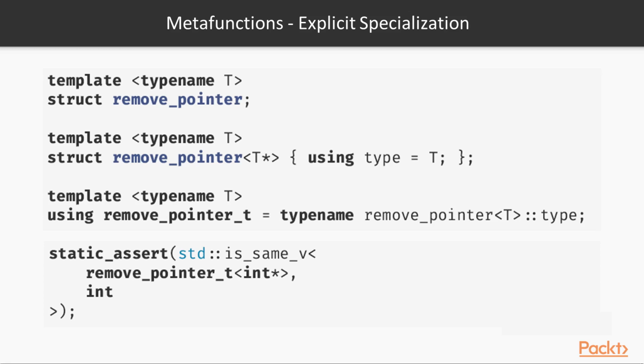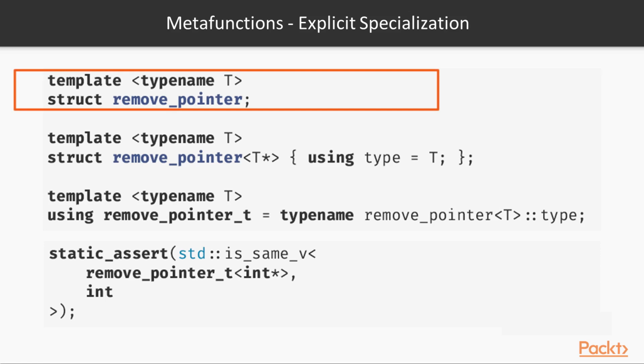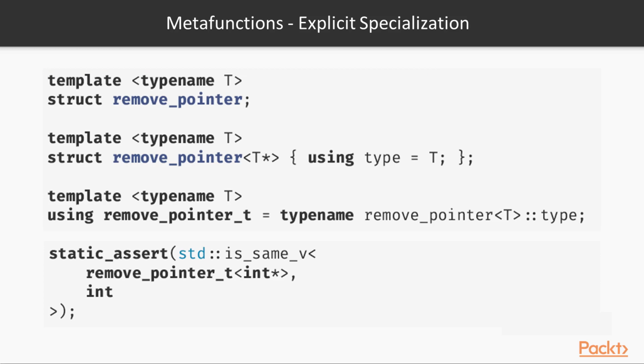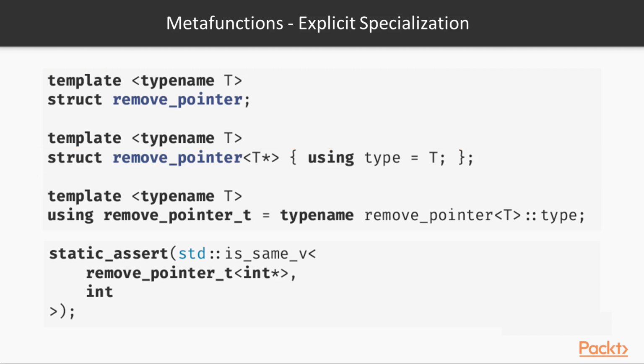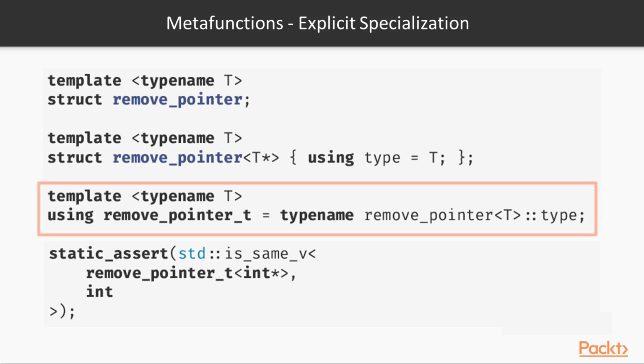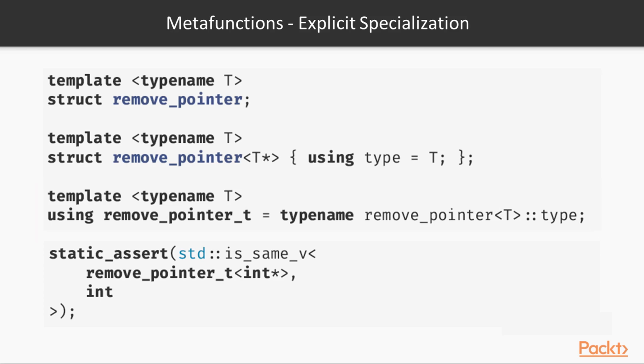Here's a possible way of implementing the remove_pointer function that we just mentioned. First of all, we're going to have a template class called remove_pointer, which takes a single parameter T. Then we're going to specialize it on T*, and it will provide a type alias called type that, given T*, will evaluate to just T. So it's going to remove the pointer. Then we're going to add a type alias called remove_pointer_t that simply expands to typename remove_pointer<T>::type in order to make usage for the client of our library way easier. Finally, we can static_assert that remove_pointer_t of int* is the same as int.